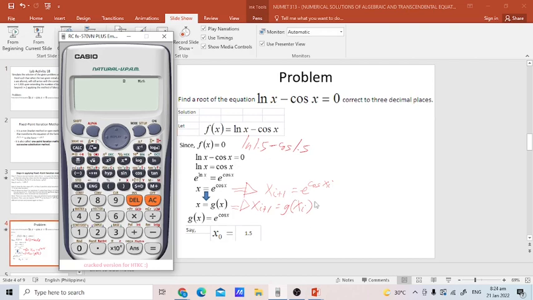1.5 e to the cosine, mode radian, ha? Naka-mode radian dapat, no? Saan ba yung E? Ayun. E to the cosine x sub I is x sub 0. X sub 0, 1.5. Para makuha yung x sub 1.